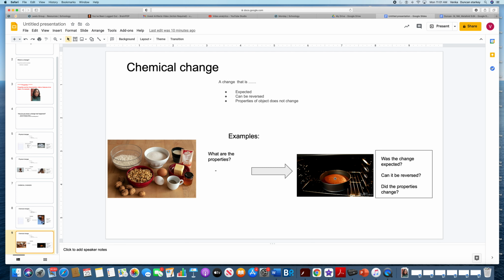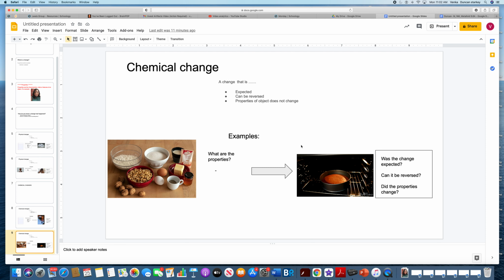So the biggest thing to remember is that it cannot be reversed. This cannot be undone. It's changed into a new substance. That new substance is cake. So it's no longer eggs, milk, sugar, cream. Now it's cake, a new substance.